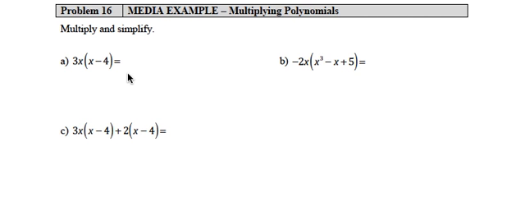In problem 16, we are multiplying and simplifying polynomial expressions. Part A, 3x times the quantity x minus 4. What I'm going to do is use the distributive property to multiply 3x times x and 3x times negative 4, but let's see how that's going to work.